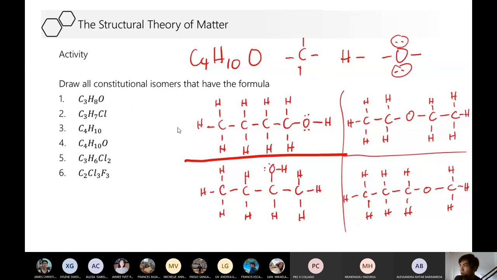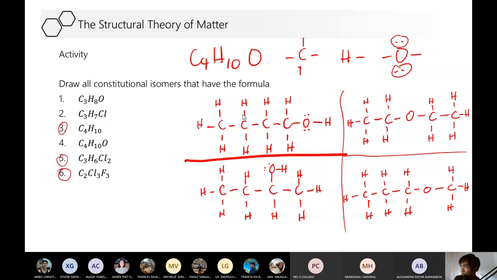So, the rest, I will give them to you to practice. Yung number 3, 5, and 6, ungraded naman yan. So, ang gagawin nyo na lang is, gawa kayo ng mga possible ways, how to connect these different atoms. So, ganito lang yung basihan, yung concept, yung valency.